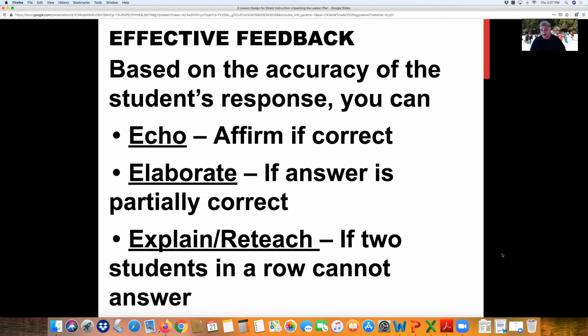You can either echo it. If it's correct, you can affirm it, and it feels good as a teacher when they get it right. You can elaborate if the answer is partially correct, which is still okay, because then you could take their partial answer and add to it and have them delve into it a little deeper. And if 2 students in a row cannot answer, you might have to explain or reteach it or go back to it with the sprinkler.